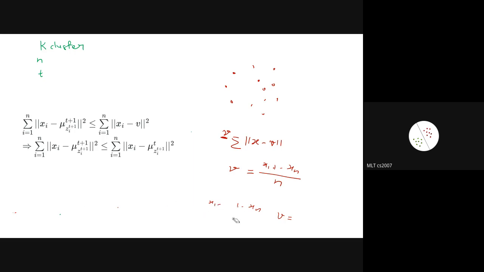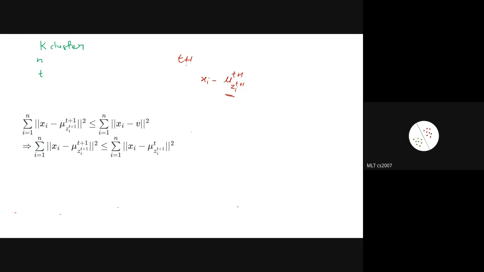Okay, now we are in the t plus one iteration, where we have moved our data point to the lth cluster from the kth cluster. In the t plus one iteration, if I calculate this distance, xi minus mu t plus one, so I'm calculating the distance of every data point from its own cluster, I will denote it by zi t plus one. So it's the distance of the ith data point from its own cluster now, because we are in the t plus one iteration.